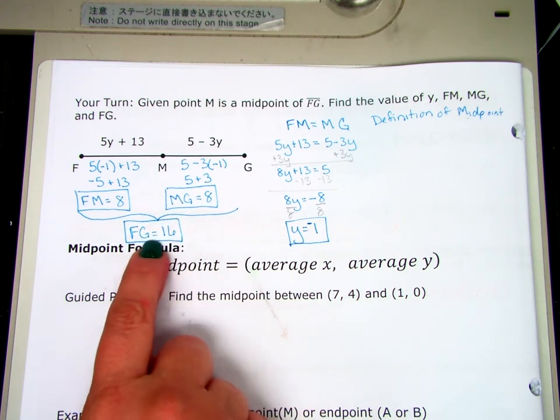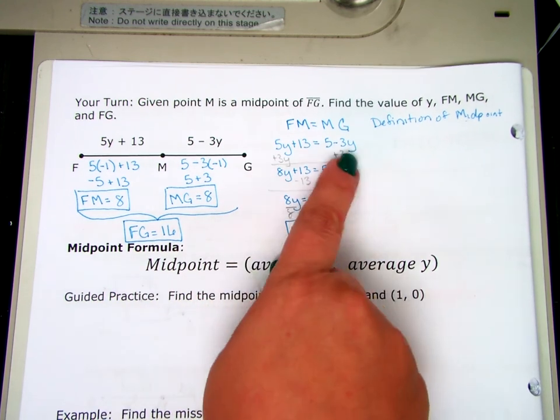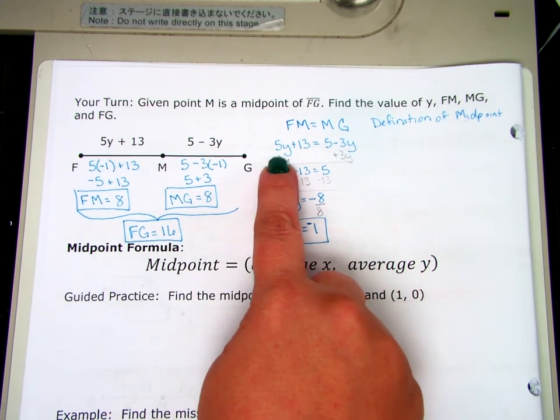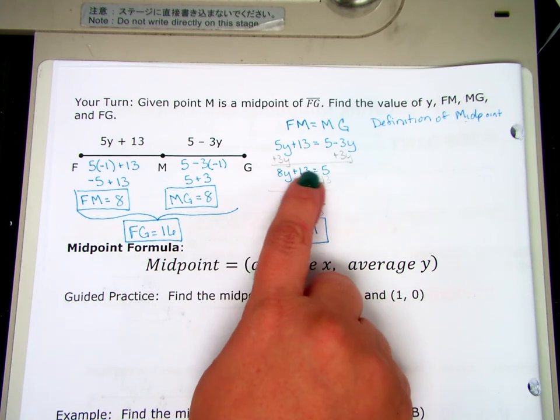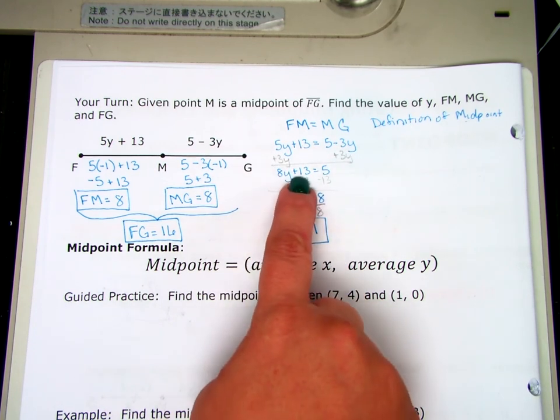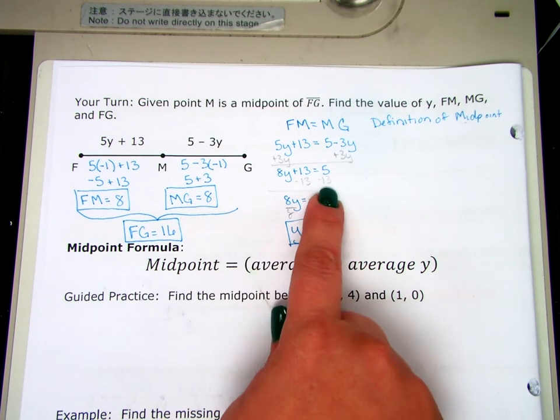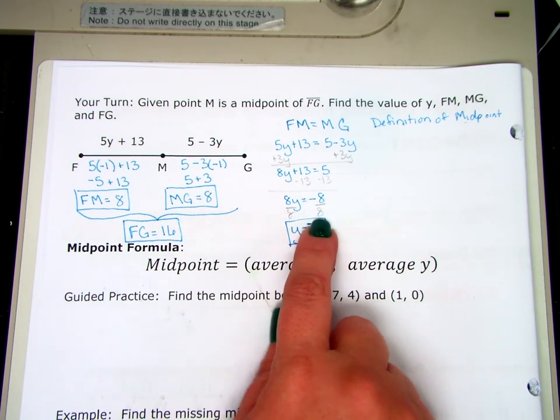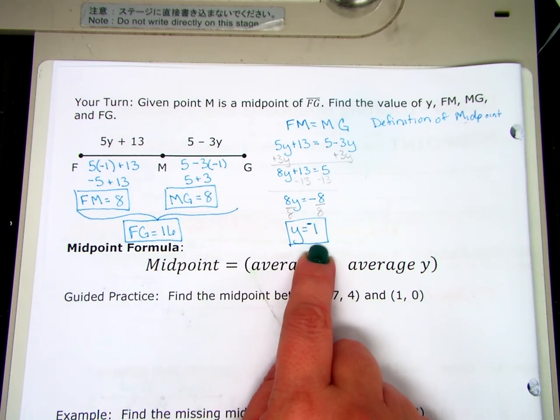And then 16, okay? Remember, when you move from one side of the equals to the other side, you do the opposite, right? So -3y, we added 3y to both sides. And then here, +13, so we're going to subtract 13, giving us that -8. Divide both sides by 8, and you get the -1.